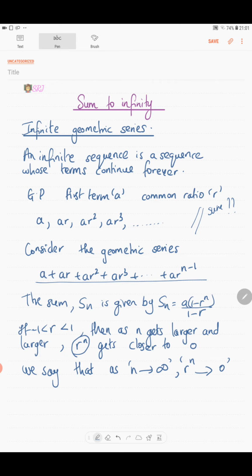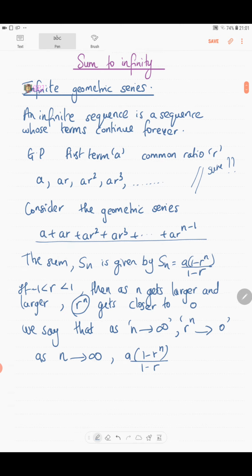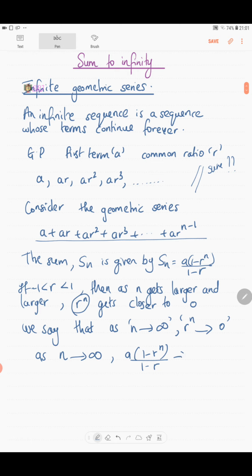Therefore, as n tends to infinity, this part a into 1 minus r power n over 1 minus r will tend to a into 1 minus this r power n. We just saw above that it will tend to 0. So we replace r power n by 0. And here we have 1 minus r in the denominator. So we obtain a over 1 minus r.